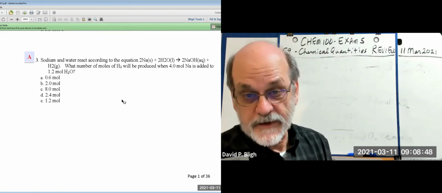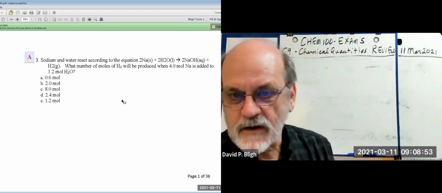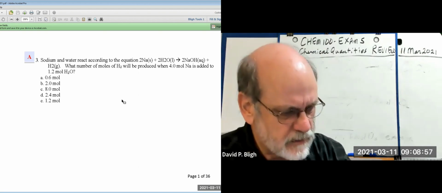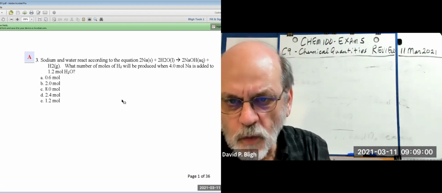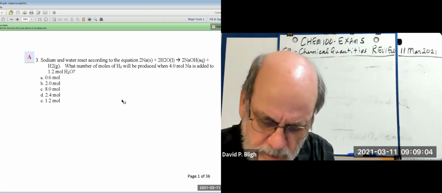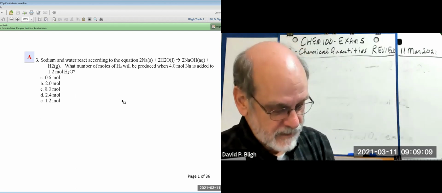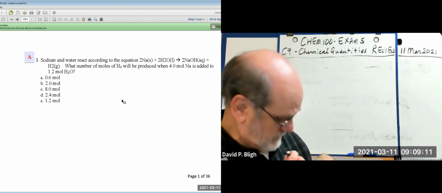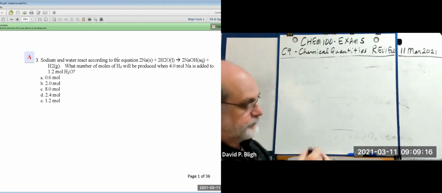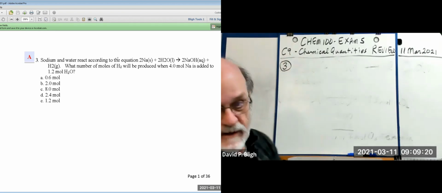Okay, for this one, we're actually given the balanced equation, and I see a mistake. 2 waters, where the 2 in the water should be a subscript. So I need to fix that. But we're given this balanced equation. Right there.